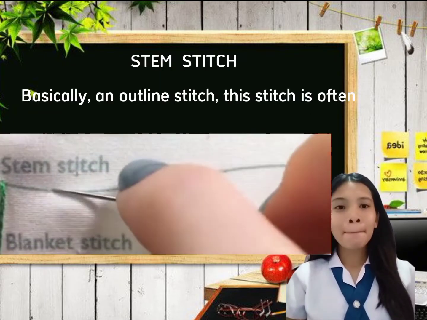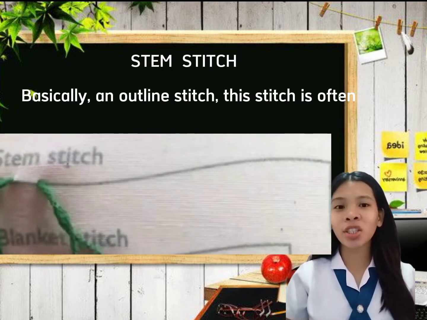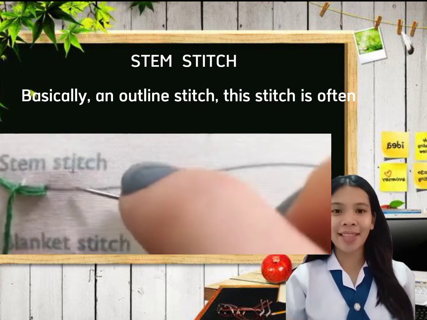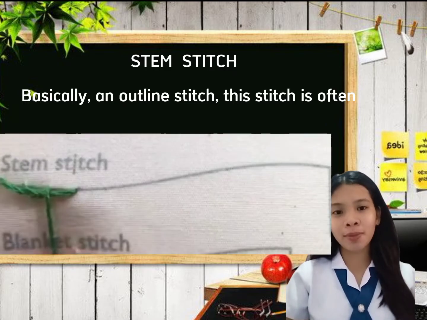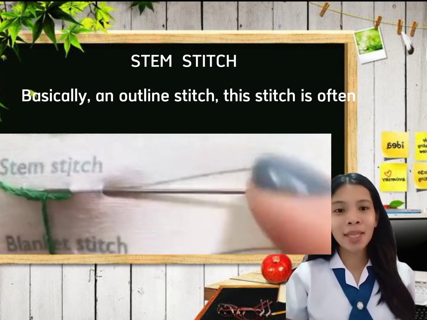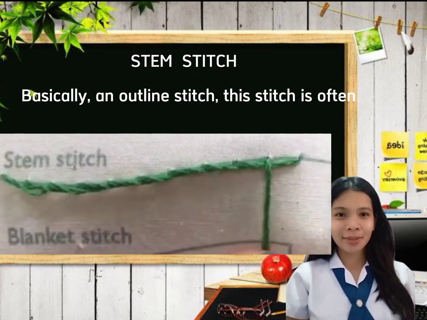Stem stitch, basically an outline stitch. This stitch is often used for the stems in floral designs. This stitch creates a thin line and can be used to outline embroidered shapes, to form flower and plant stems, and a variety of other applications.